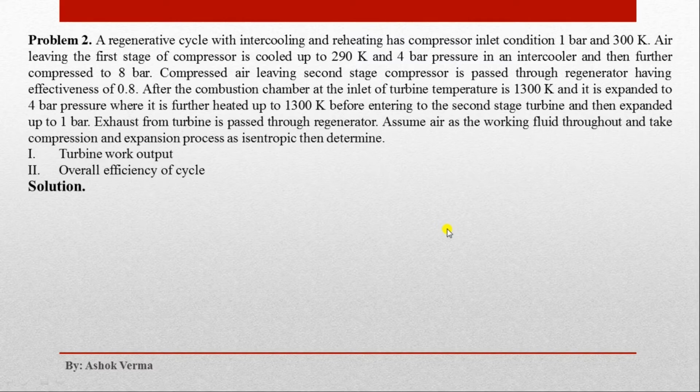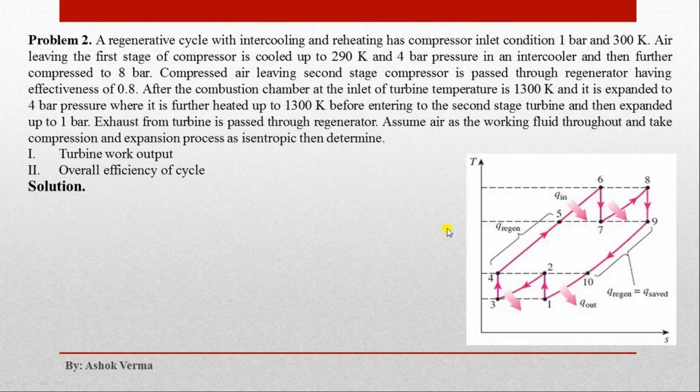Exhaust from the turbine is passed through the regenerator. Assume air as the working fluid throughout and take compression and expansion processes as isentropic. Then determine the turbine work output and overall efficiency of the cycle. So first of all, we have to draw the TS diagram of this given problem.